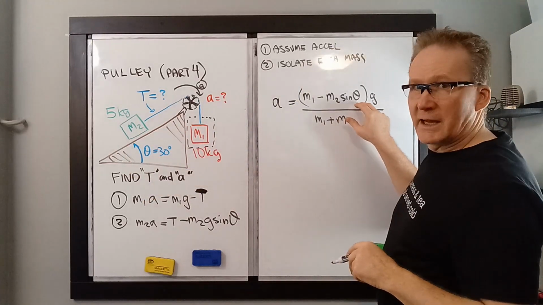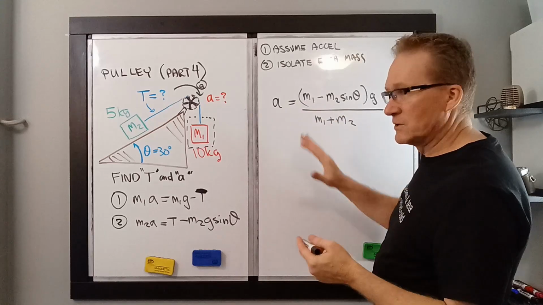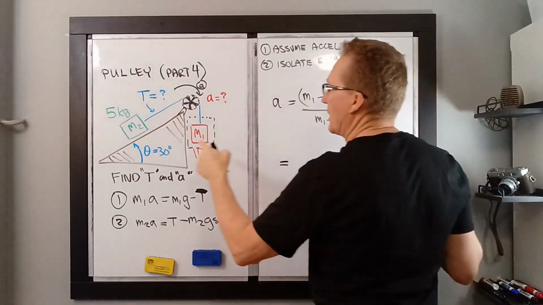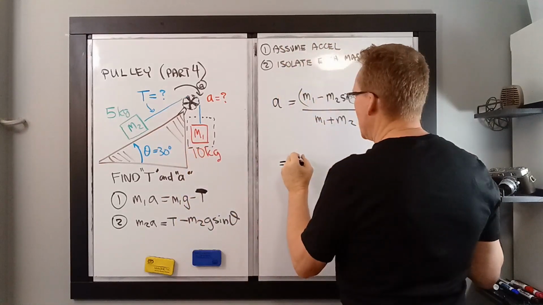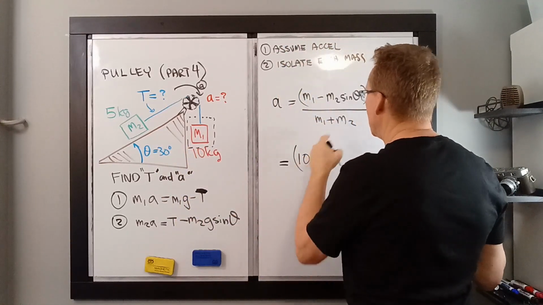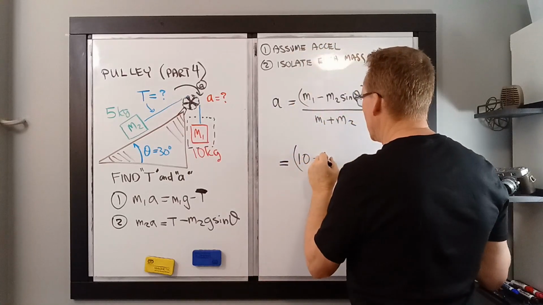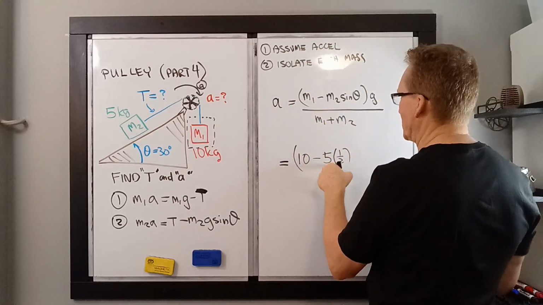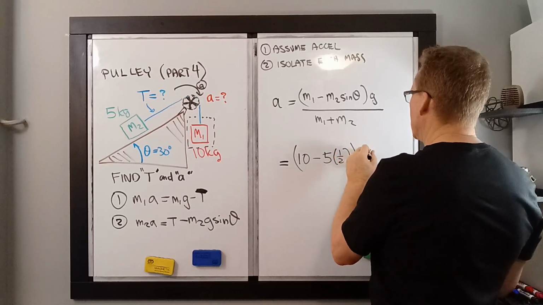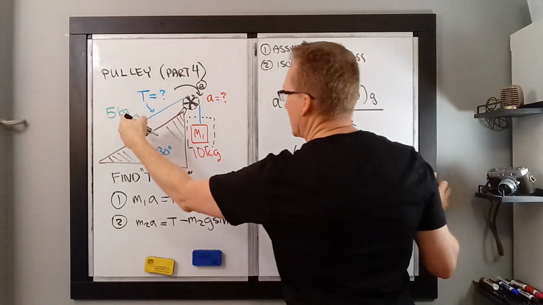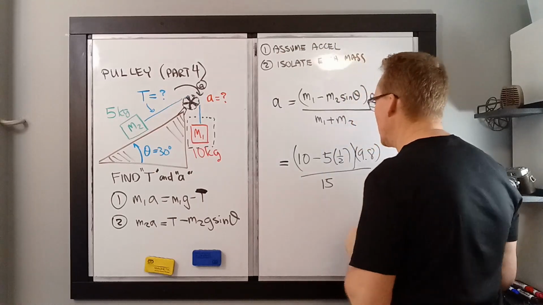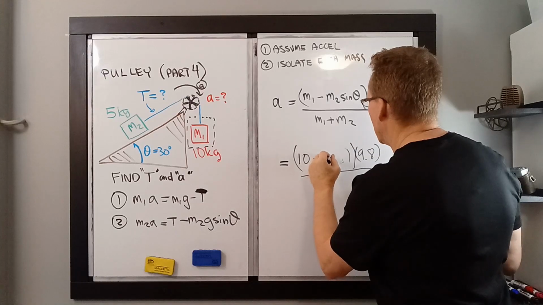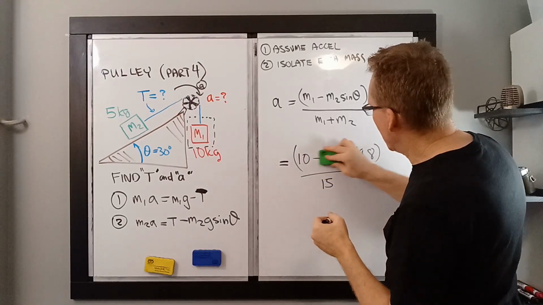You can punch in the answer anytime for theta. You can punch in the masses. We'll do that now as we try to calculate the acceleration. So the acceleration is equal to m1. This is m1, let's not confuse them. It's going to be 10 minus m2, which is 5, times the sine of 30 degrees, which is 1/2, all multiplied together, times 9.8, all divided by 15. I don't know if you could do that in your head or not. 5 times 1/2 is 2.5.